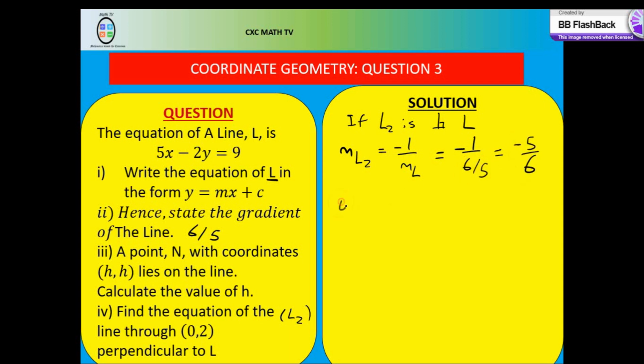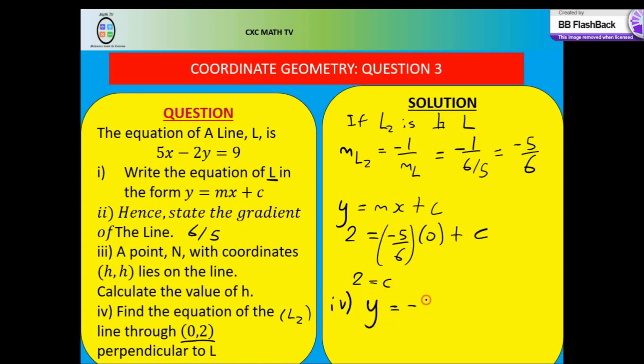And now the equation of a line is y equals mx plus c, right? They give us this point on the line L2. So when x is 0, y is 2, the gradient is negative 5 over 6, and c we need to find. But in that case, c is just 2. So for part 4, y is equal to negative 5 over 6x plus 2. This is your answer.